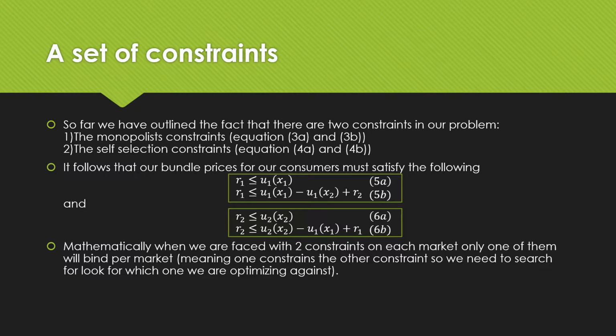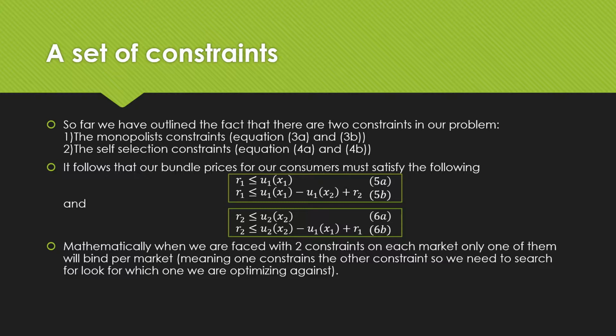So far, we've outlined the fact that there are two constraints in our problem. The first one is the monopolist constraint, which indicates that the monopolist must choose an R1 and R2 such that there is a non-negative consumer surplus. And the second one is a self-selection constraint, which is that our consumers have to stay within their markets. So it follows that the bundle prices for our consumers must satisfy the following equations.